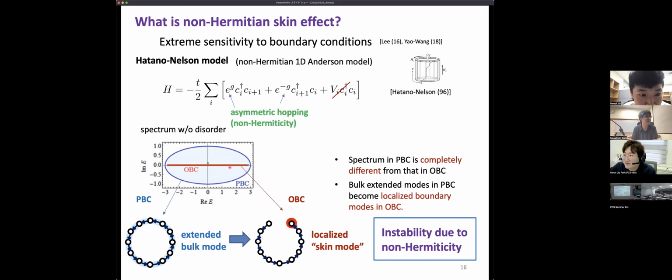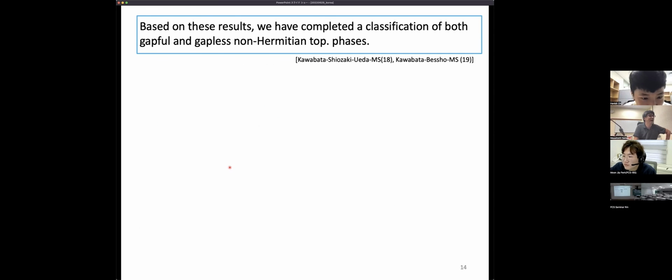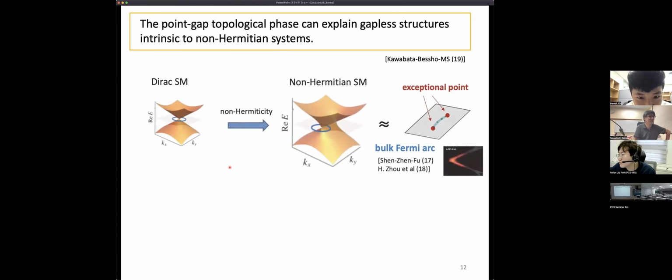Is there any experimental realization of the non-Hermitian system? For example, this is the band structure realized by using photonic crystals. Up to this time, most experiments were done in artificial quantum systems like photonic crystals and electric circuit systems. There are some predictions even in conventional quantum systems, but I guess that the experimental detection is not so easy. That is the reason why, up to this time, we only have experiments in artificial quantum systems.